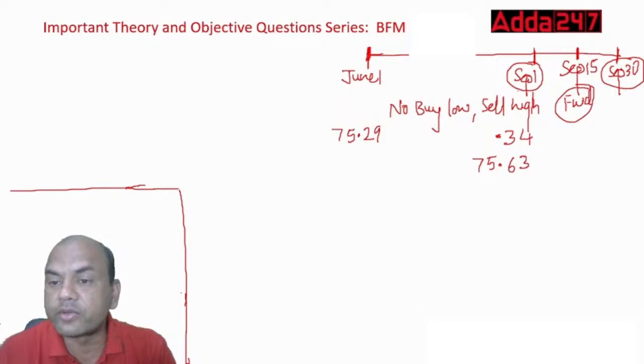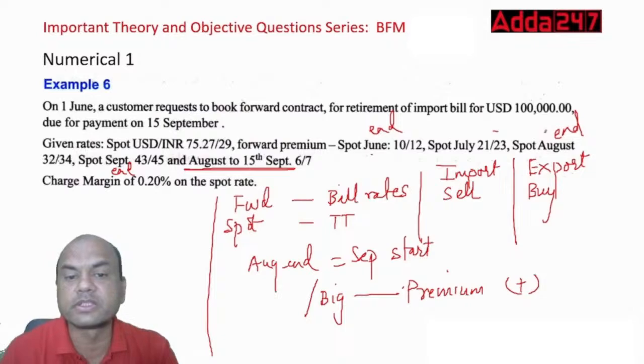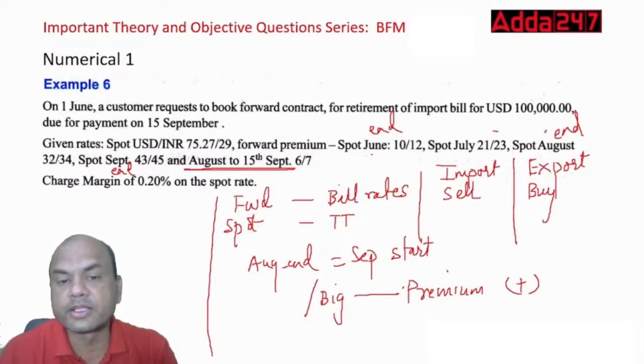But I want it for September 15th now. So what will I do? I have this rate up to September 1. I'll take the forward points for September 15th now. What are the forward points given? 6 and 7. This one. 6 and 7.